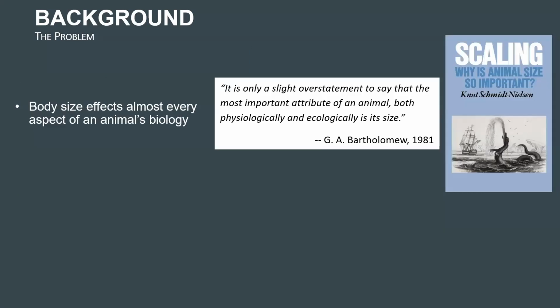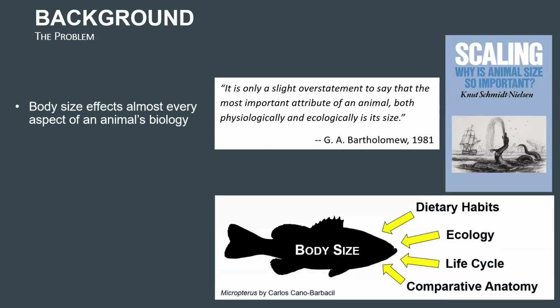And it's a problem because body size affects almost every part of an animal's biology. Body size affects dietary habits. You can only eat things that are so big relative to your body size. It affects ecology. For example, you don't see many elephants climbing trees. That's a factor of size. It affects life cycle. Bigger animals reproduce more slowly. It affects comparative anatomy. Let's say you have a jaw. Does this animal have a big jaw relative to its body size or a small jaw relative to its body size? You need body size to figure that out.